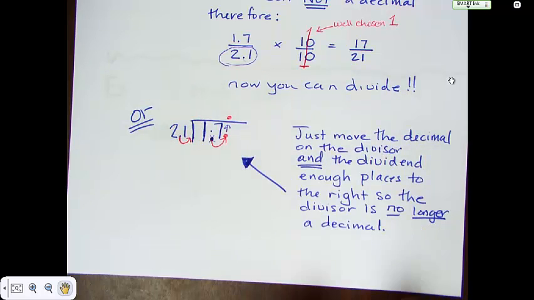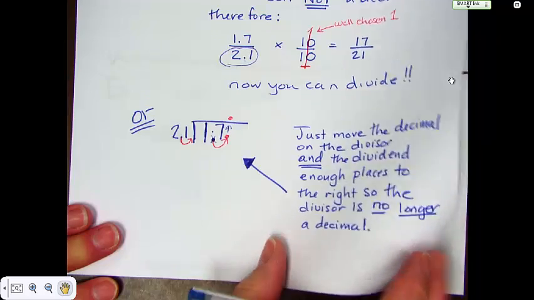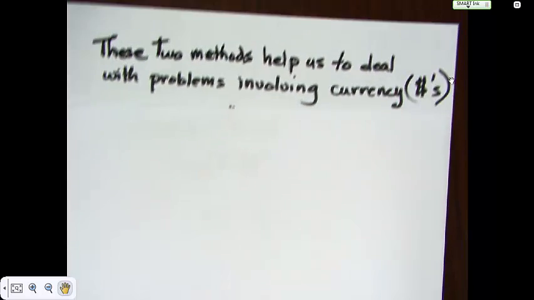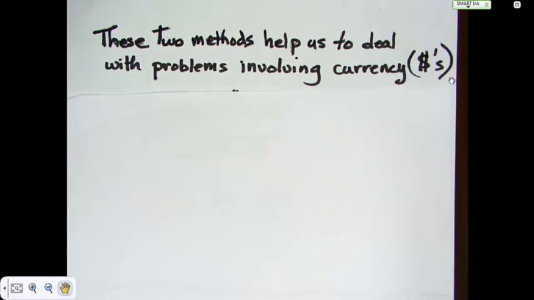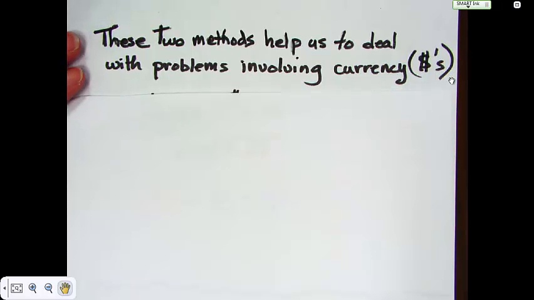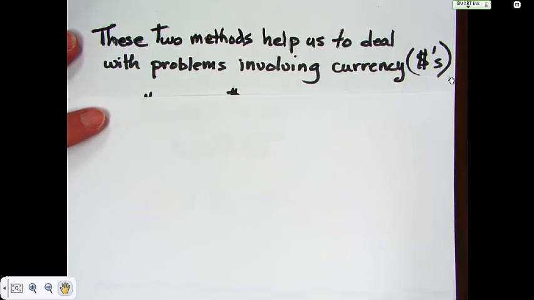So, not too bad. It's really not all that difficult to think about. But a person has to be sure that they're doing the problem the right way and be sure that you're multiplying both sides by the same number of decimal places or the same power of 10. These two methods help us to deal a lot with problems when it involves a currency like dollars and cents.